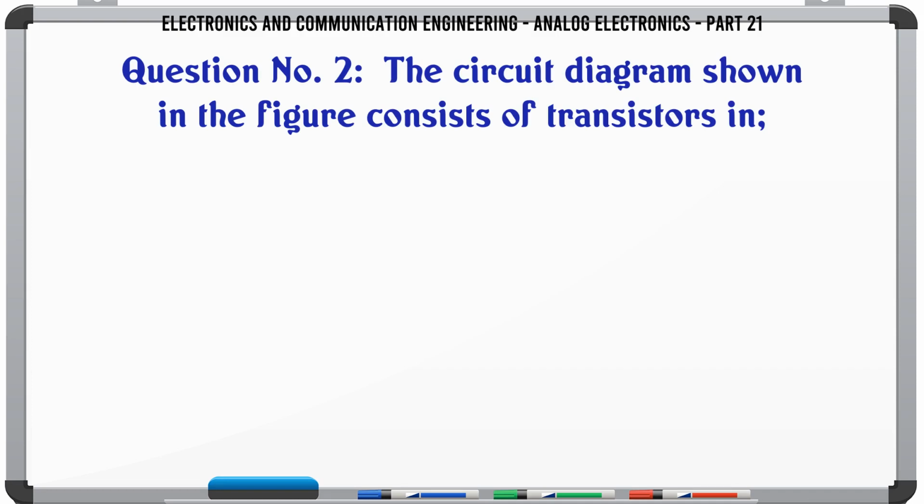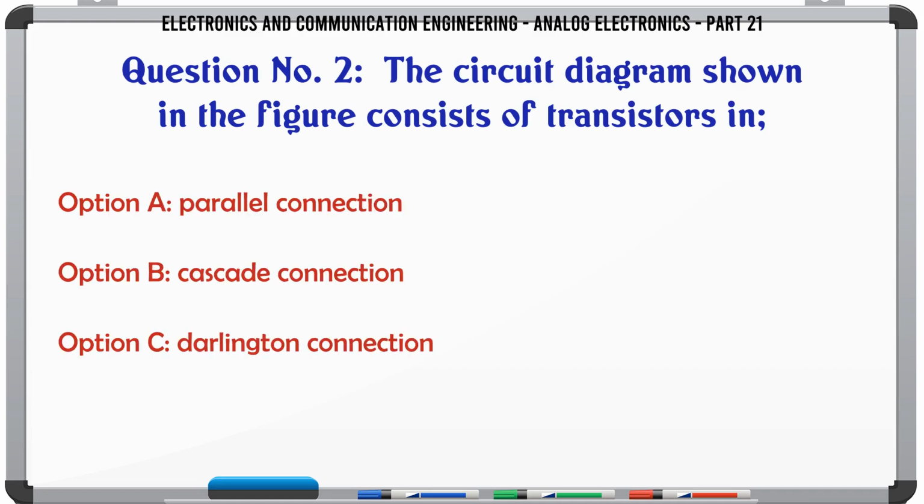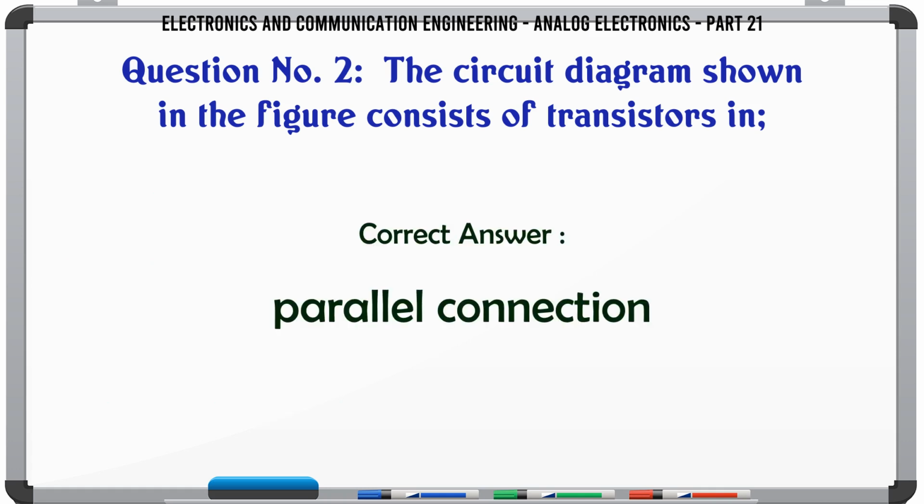The circuit diagram shown in the figure consists of transistors in A. Parallel connection. B. Cascade connection. C. Darlington connection. D. Series connection. The correct answer is parallel connection.